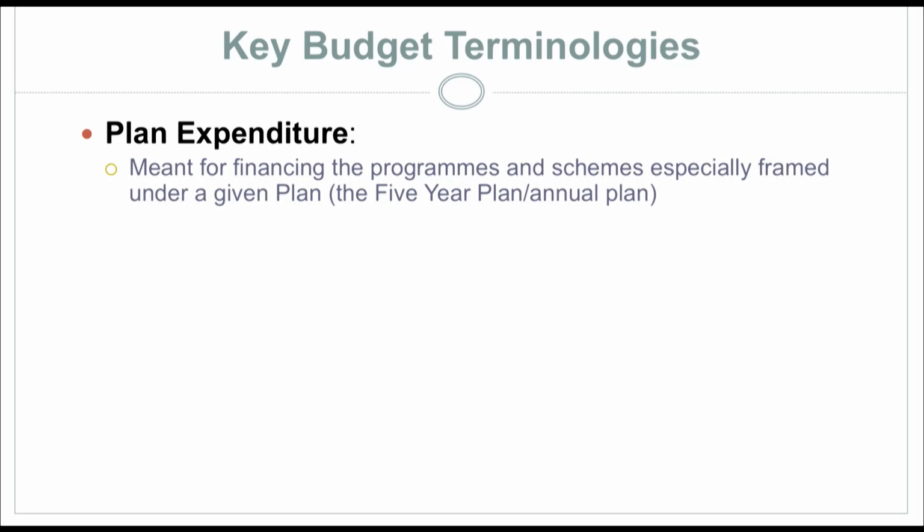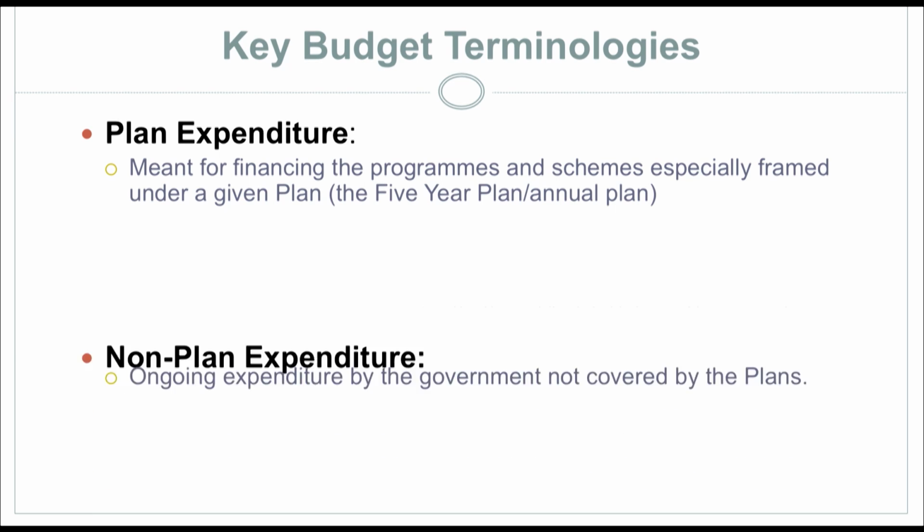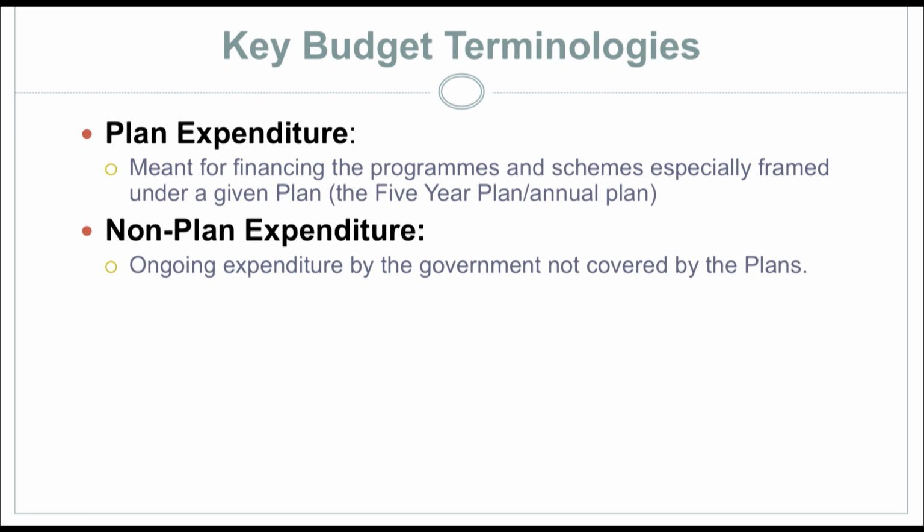Budget allocations are usually divided into 4 different categories. We have plan expenditure, meant for financing the programs and schemes especially framed under a given plan, such as the 5-year plan or an annual plan. Next, we have non-plan expenditure, which constitutes ongoing expenditure by the government not covered by the plans.